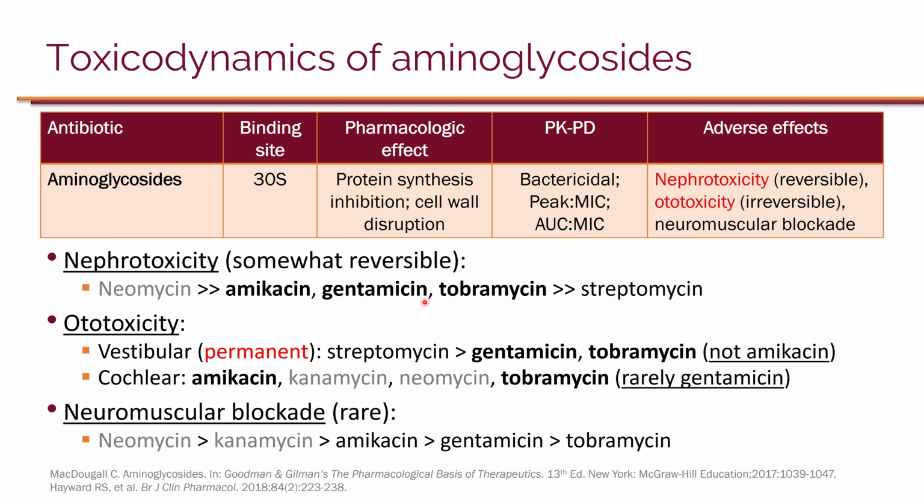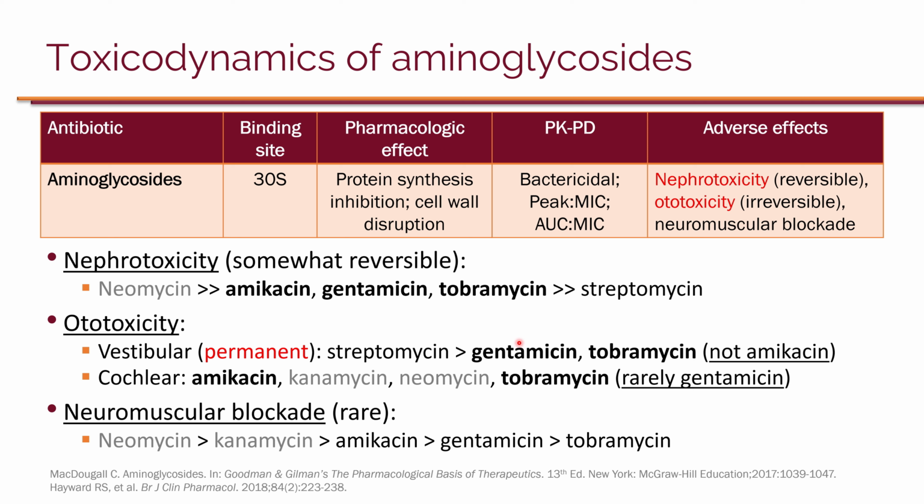And between the three agents that we use, amikacin, gentamicin, and tobramycin, the rate is somewhat similar, but higher than streptomycin. So streptomycin is less nephrotoxic. Risk factors for nephrotoxicity include increased age, pre-existing renal disease, use of diuretics, exposure to radiographic contrast, circulating volume depletion, and use of other nephrotoxic medications, including ACE inhibitors, NSAIDs, amphotericin, or cisplatin.